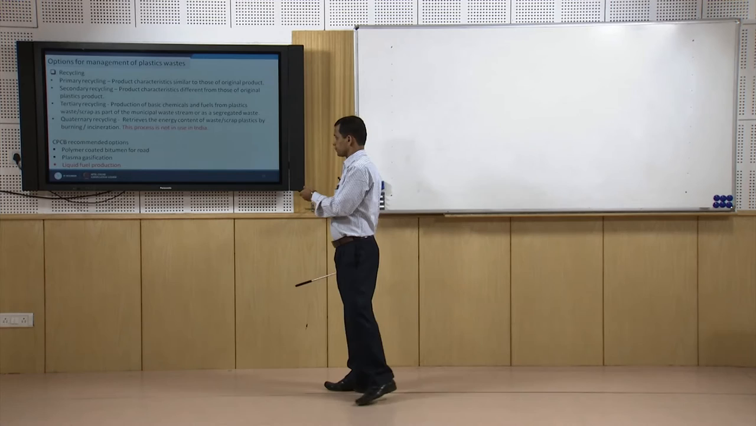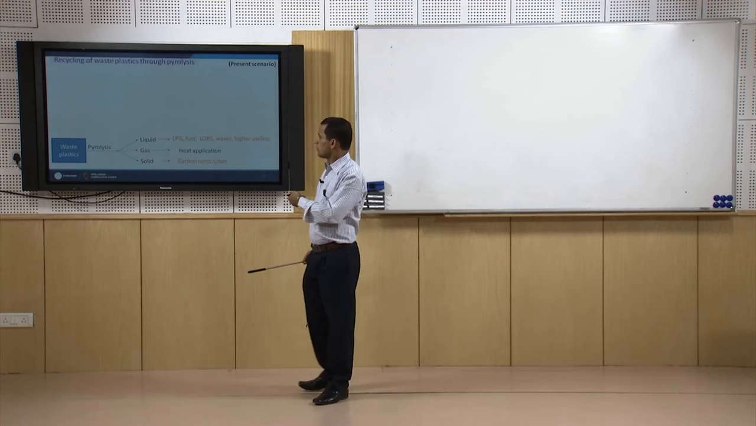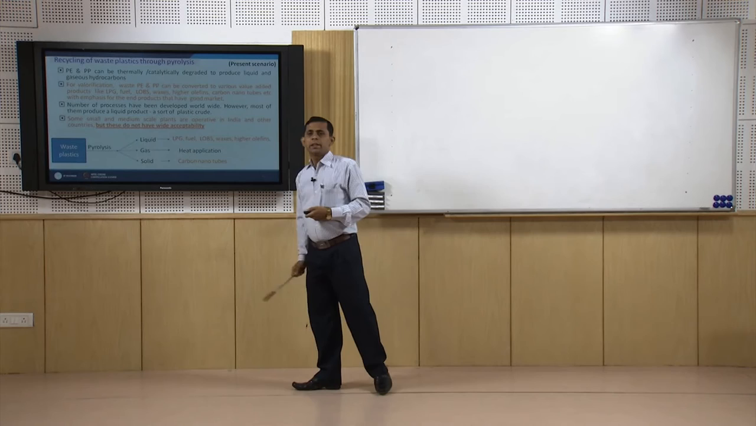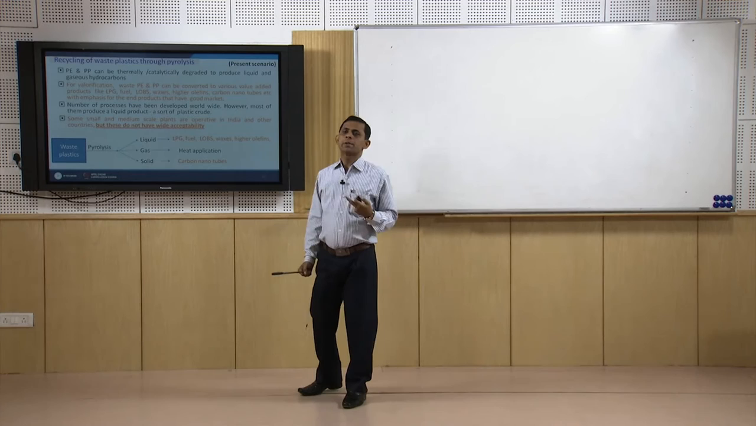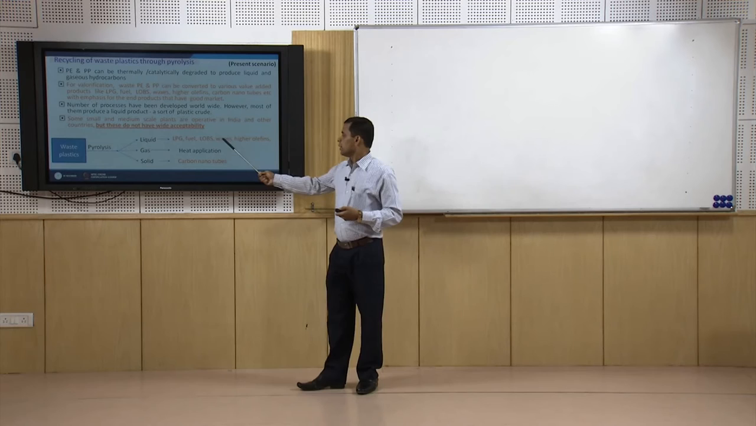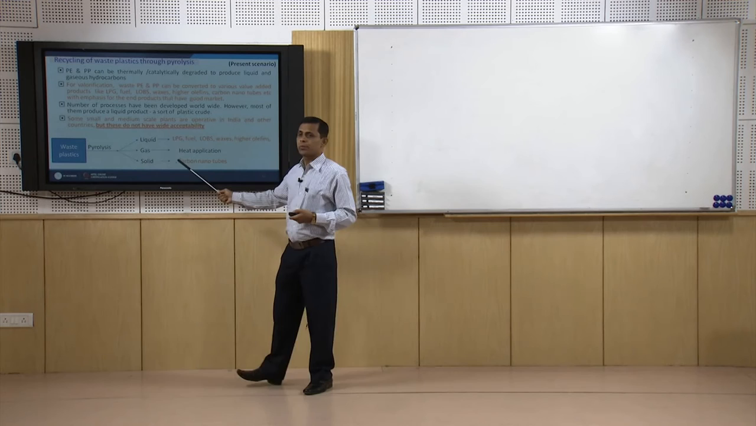As you have discussed, pyrolysis gives liquid, gas and solid. So three types of products are obtained through the pyrolysis of feedstocks, and the liquid fuel which we get through the pyrolysis of waste plastics is superior in quality with respect to other biomass and wastes. From the liquid we can get LPG, fuel, LOBS, waxes or higher olefins. And the solid generated through the pyrolysis of waste plastic is also of superior quality and can be used for carbon nanotube production.